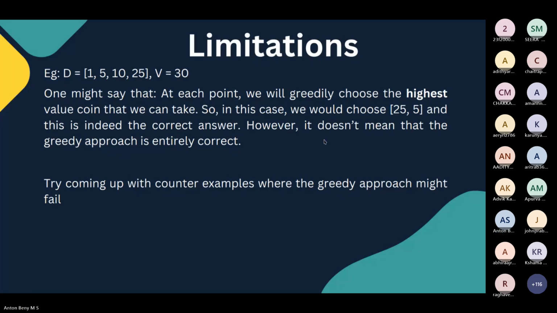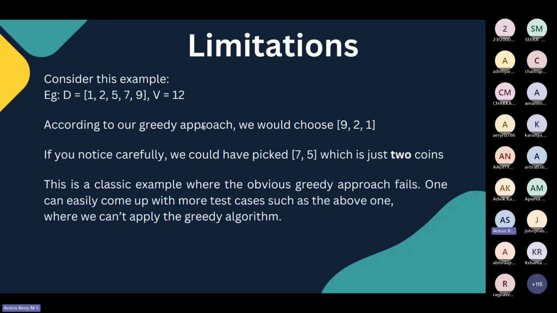So yeah, I'll end the poll and we'll discuss this with one example. This is the option B that you would have seen. Given coins 1, 2, 5, 7, 9, and V is 12. According to the greedy approach that we discussed, we would first choose 9 and we'll have a remaining of 3. Now for the remaining 3, you would choose 2 and then a 1. So you'd get 9, 2, 1, and that is 3 coins.